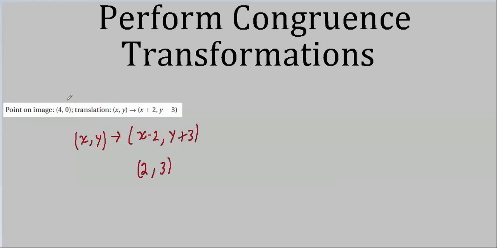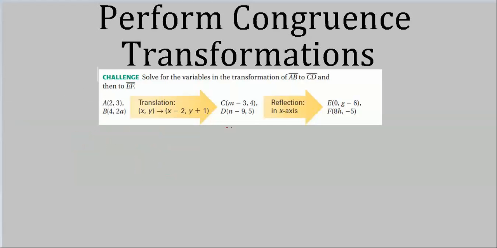Now we can check that. Suppose we apply this translation to (2, 3). We get x plus 2, that's 4. We get 3 minus 3, that's 0. So, yes, the image of this point would be (4, 0). See? Not that bad. Well, this looks more complicated than it is. At least I hope so. Let's see what's going on here.